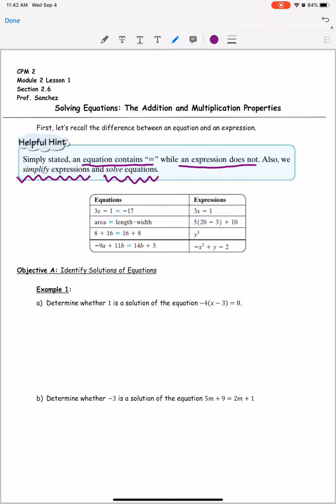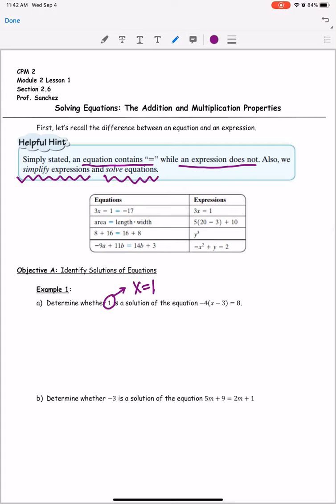So objective A, identify solutions of equations. Example 1 says to determine whether 1 is a solution of the equation. So what that means is you need to use this 1 here and plug it in. My variable here is x. So you're plugging this in as if x equals 1.